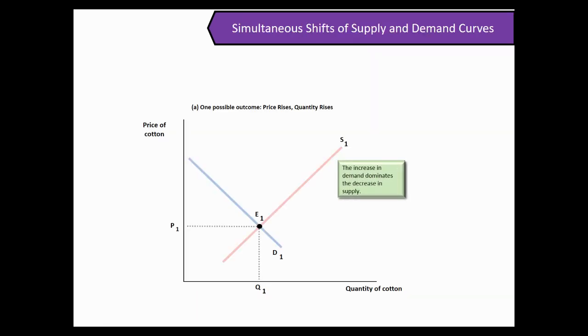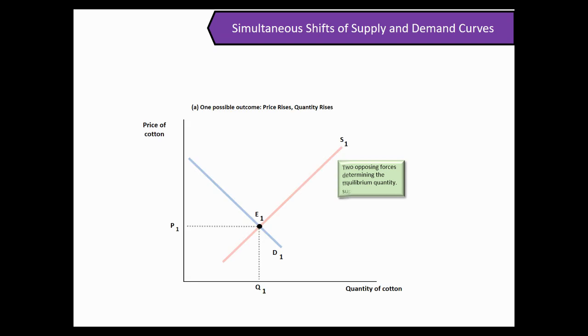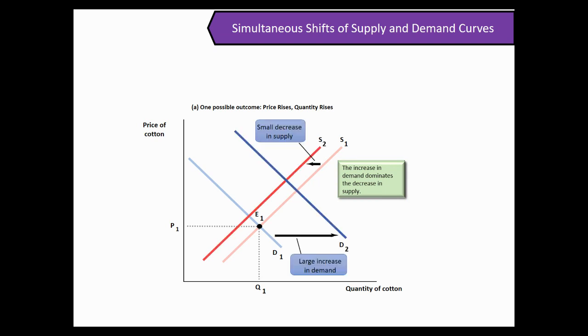Now, what happens? Whoops. So two opposing forces determine the equilibrium, right? So here we are. Now, what if an increase in demand dominates the decrease in supply? If we have a huge increase in demand, but a really small decrease in supply, well, look what happens. We see the price will go up compared to the original equilibrium, but the quantity, look where the quantity is, right? So we see an increase in price and an increase in quantity.